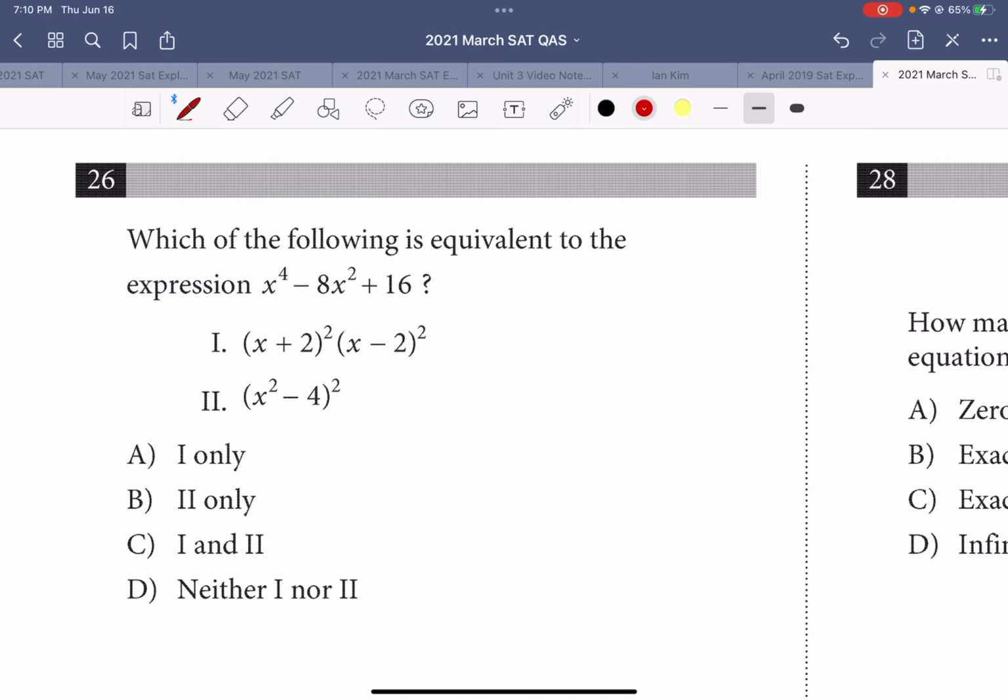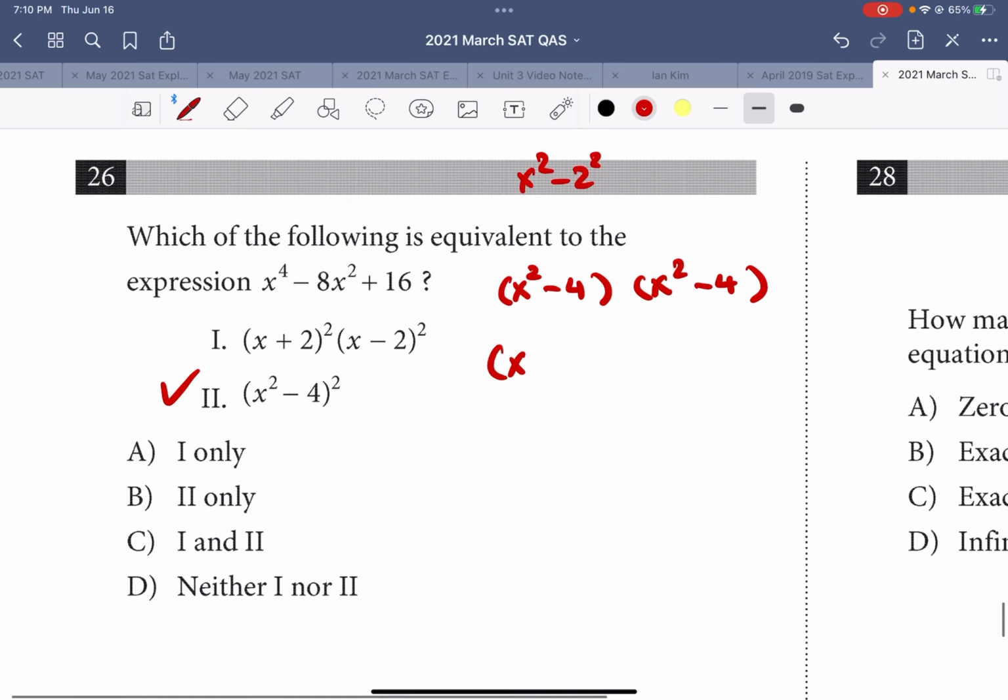Which of the following is equivalent to the expression? So why don't I factor x squared minus 4. When you factor it out, that should work. So that means the same as this: x squared minus 4 squared. Now you can do more. So x squared minus 4 is basically x squared minus 2 squared. So then x minus 2, x plus 2, difference of squares. You can factor more like that.